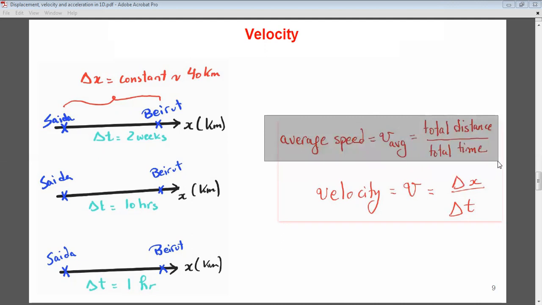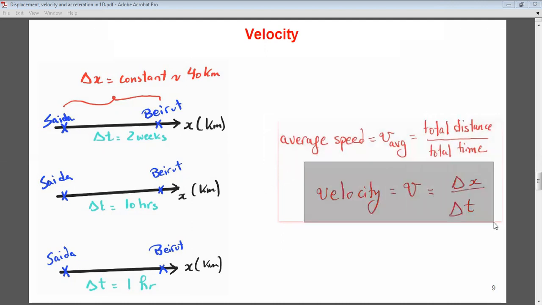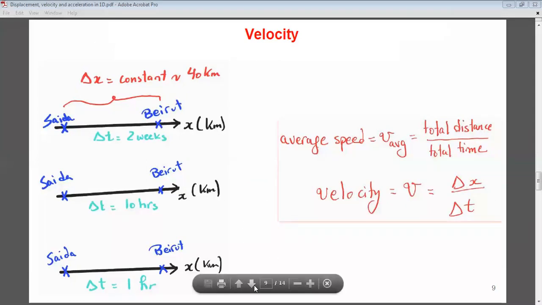This is like distance over there. In the previous slide, we said displacement and distance. Here we will say velocity and speed. Speed is total distance divided by total time. Velocity is displacement divided by total time. Let's take an example directly so you can understand what we're talking about.